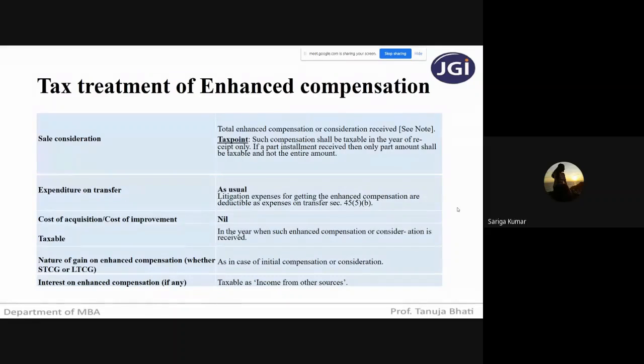Yes, ma'am. So tell me, interest on enhanced compensation, if you're receiving it, under which head will it be taxable? Income from other sources. Correct. Then why did everyone take so much time in replying?